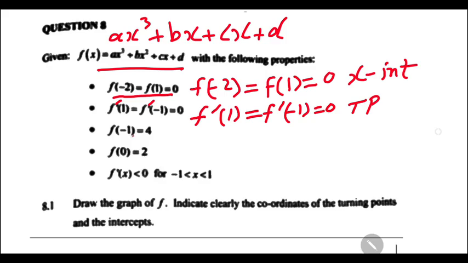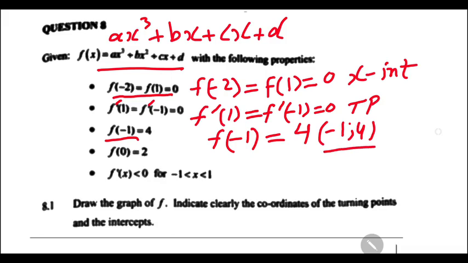Now f of negative 1 is equal to 4, which means the x value is negative 1 and the y value is equal to 4. So x is negative 1 and y value 4. This is going to be a turning point. Why? Because the first derivative at x equal to negative 1 is 0. So these are the turning points.